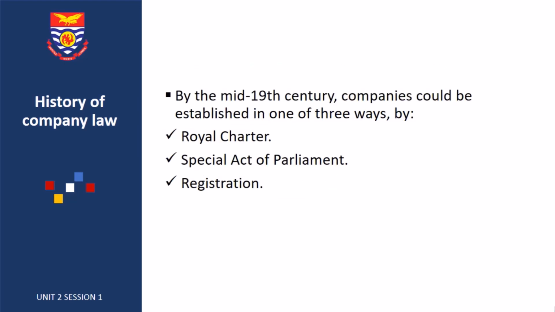Now, you have to know that by the mid-19th century, companies were established in one of three ways. So, in the olden days, specifically the 19th century, companies were formed by royal charter. If you don't use that mode, you go by an act of parliament or special act of parliament. If not, you go by registration. So these were the key methods or ways in which you could have incorporated your company.